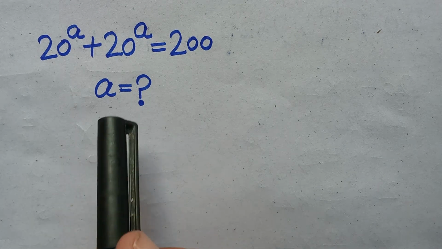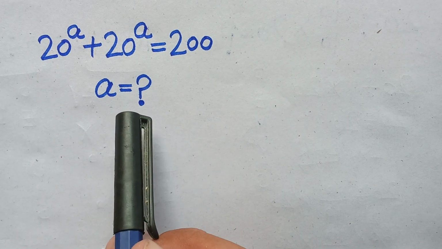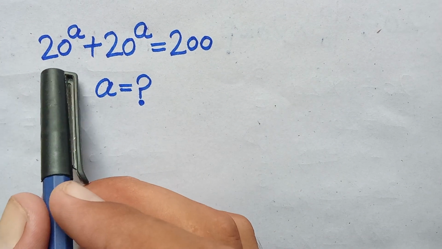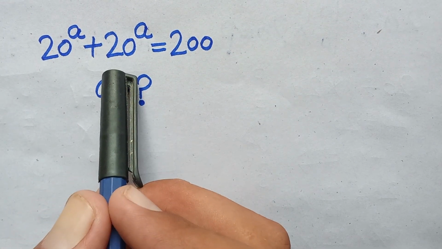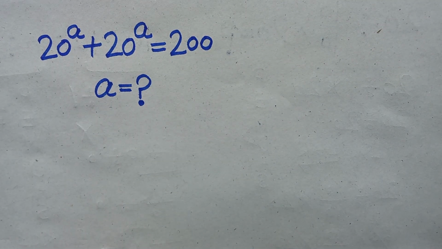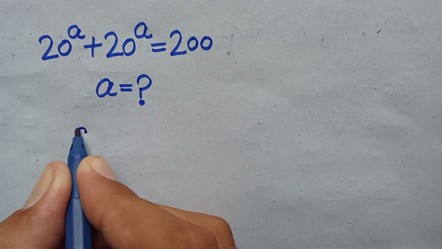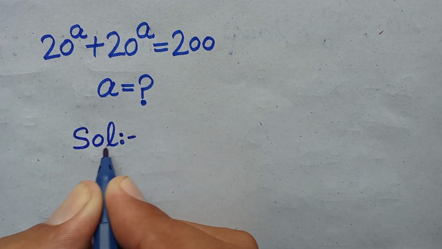Hello, in this video let us solve for a. Our given question is 20 to the power of a plus 20 to the power of a is equal to 200. Let's start the solution of this question together from here.